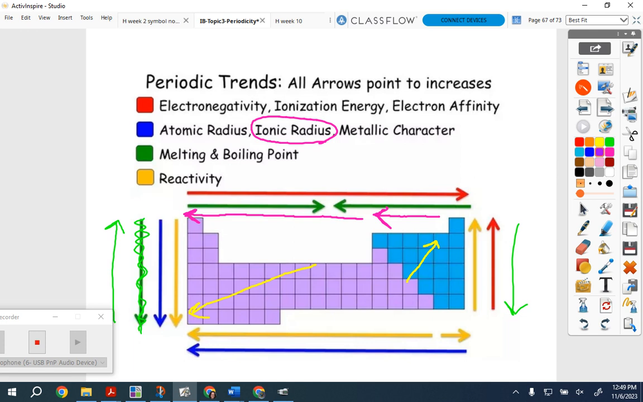And I'm going to post some videos of reactivity differences going down group 1 and group 7. So I'll put this up in Canvas for tomorrow.